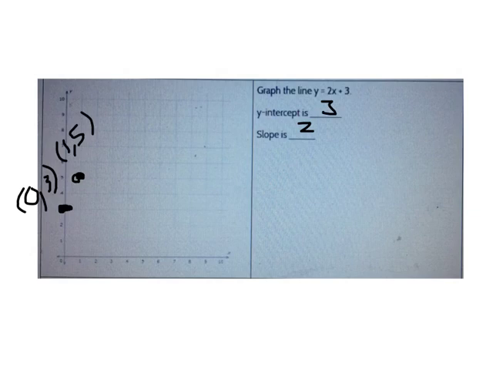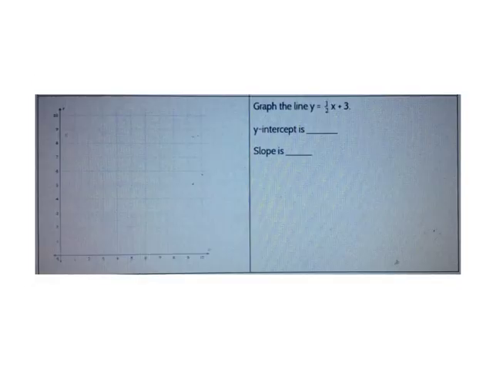Now that I have 2 points, I can graph a line through those points. And I have graphed the line y equals 2x plus 3. Now let's try another. Graph the line y equals 1/2 x plus 3.